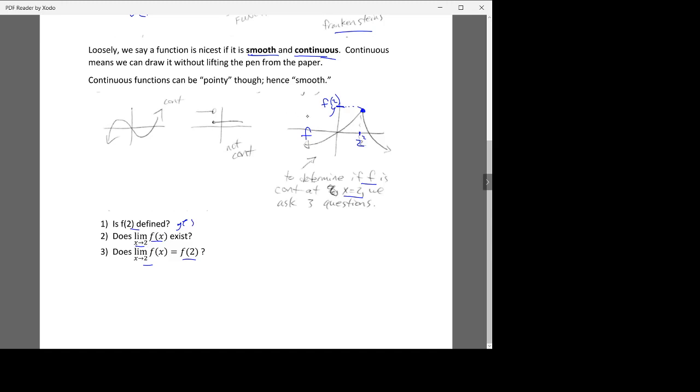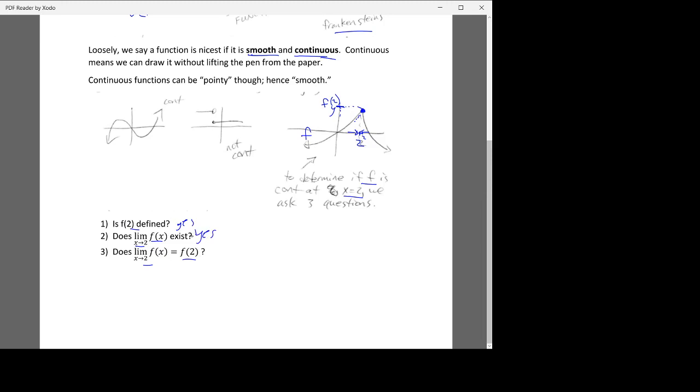So as I go towards 2 here and I look at the altitude of the drone, you can see it's getting closer and closer to here. And then if I go to 2 from the left side, you can see the altitude gets closer to that same point. So from the left and the right, they both get to that point, and the height is, I have y written there. So yes, the limit exists.